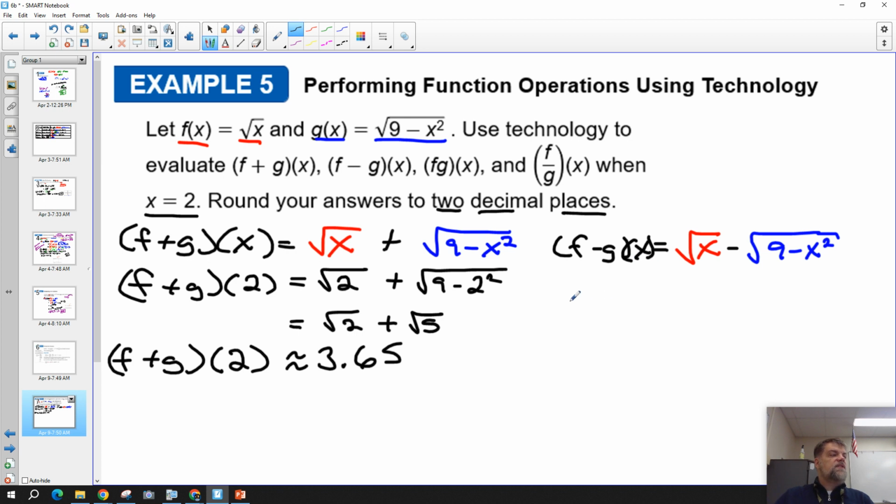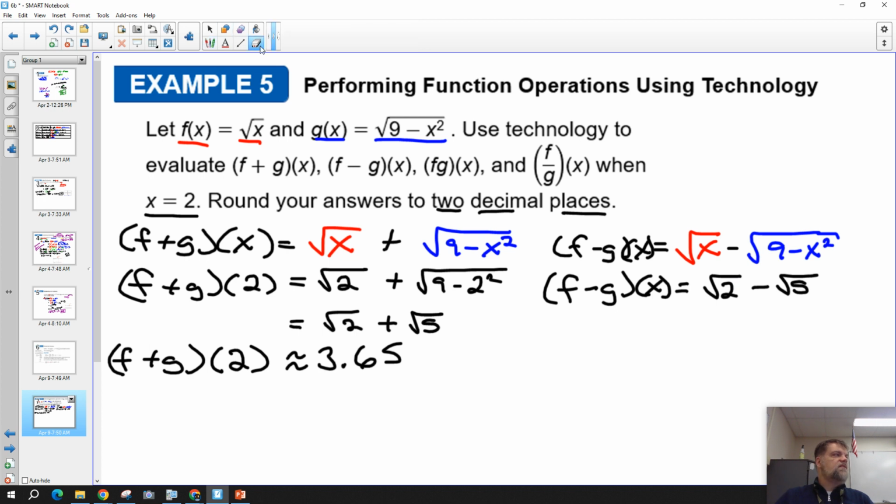And we already know what this is going to be, so on my next line I would say f minus g of x. Handwriting's a little sloppy on this thing. We know that this is going to be the square root of 2 minus the square root of 5, right? Because we already know that, and, oh, shoot. First problem of the day, I'm making all kinds of mistakes. We're evaluating this at 2, right?